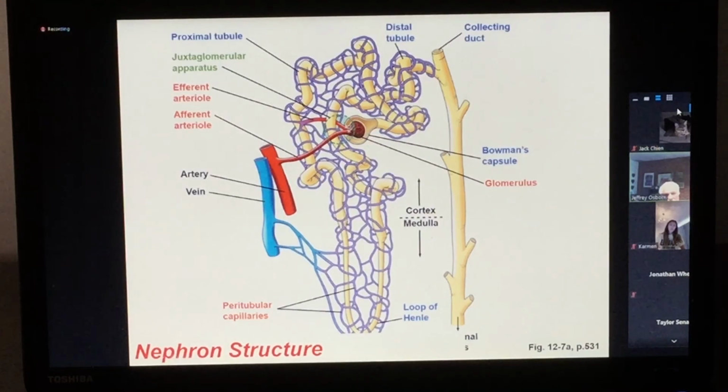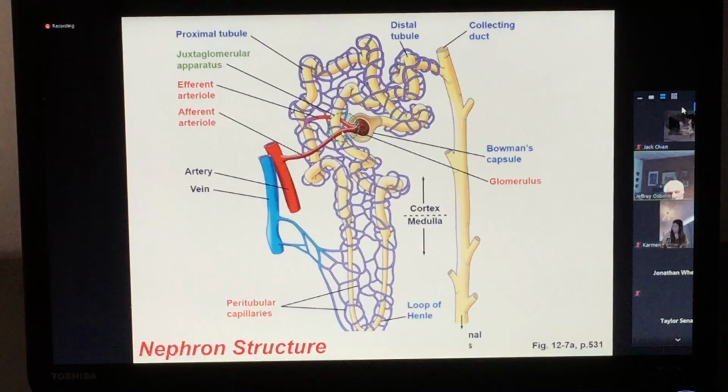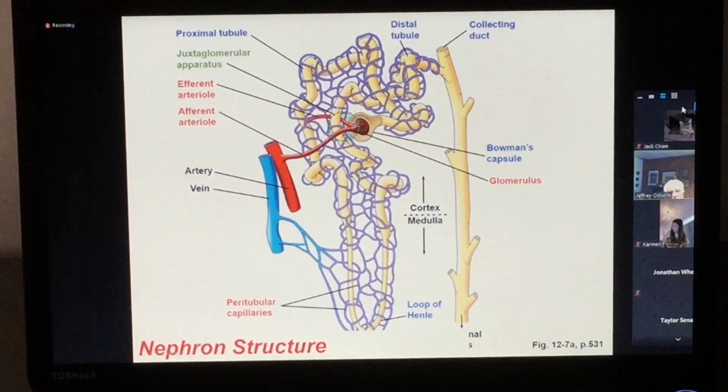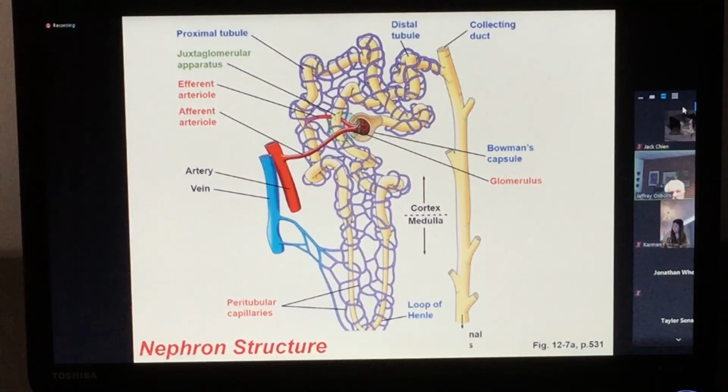So you have sensors in this juxtaglomerular apparatus. You have effectors, which is the tubular fluid flow rate. You have integrators in this juxtaglomerular apparatus. And you have a controlled variable, which is changes in the afferent and efferent arterial resistance to regulate how much tubular fluid flow takes place in all 2 million nephrons every minute and every moment of every day.